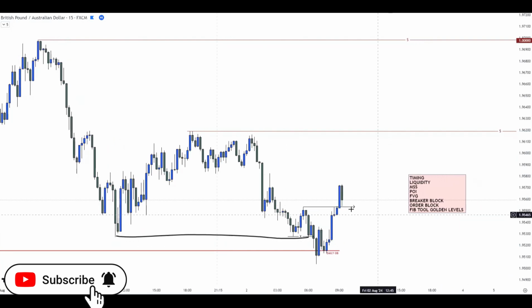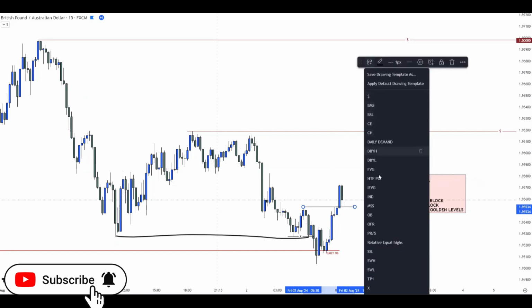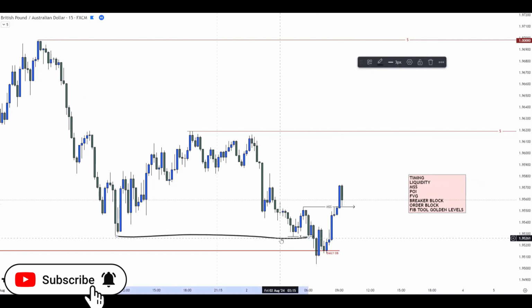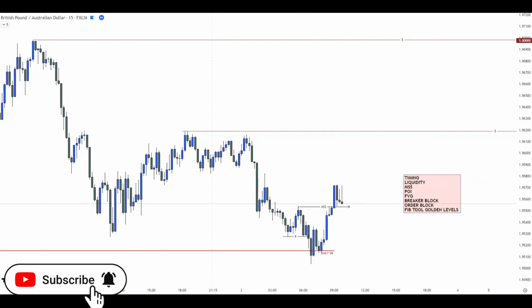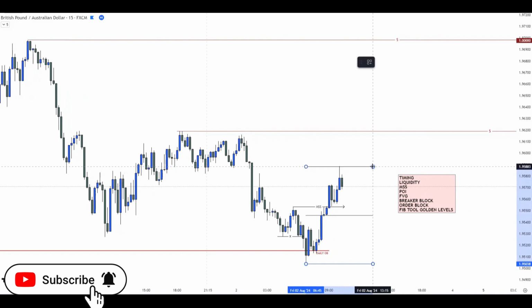Price gave us this nice market structure shift to the upside. Right now we have our second confirmation. Price is giving us a market structure shift to the upside. What do we do next? We wait until we see price, then we identify our premium discount channel. So this is a premium and discount here.